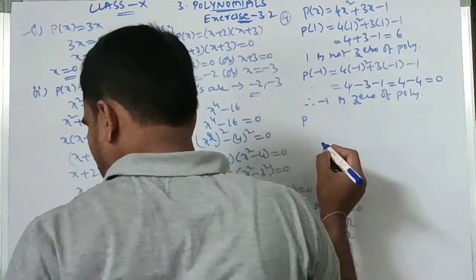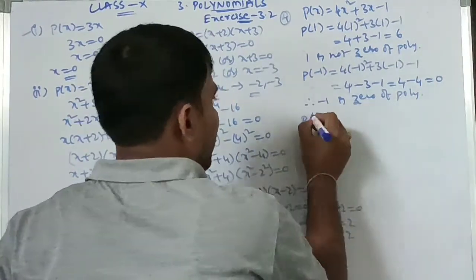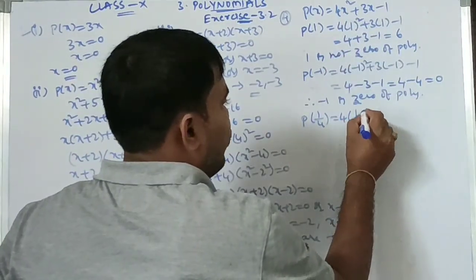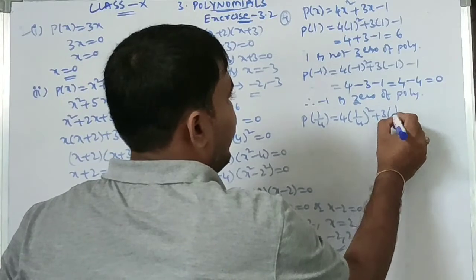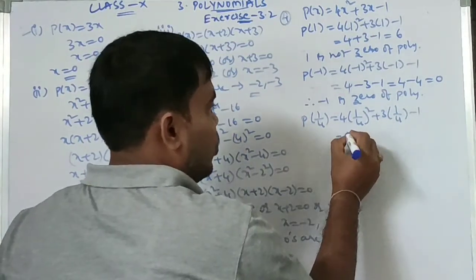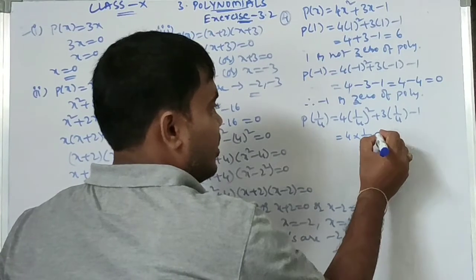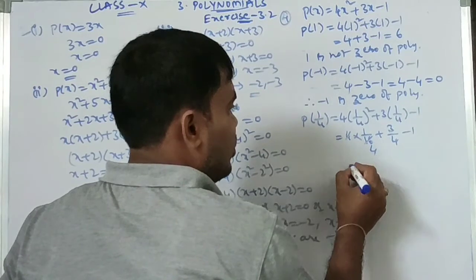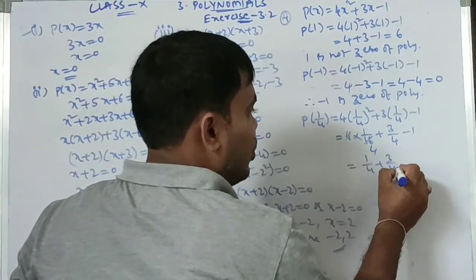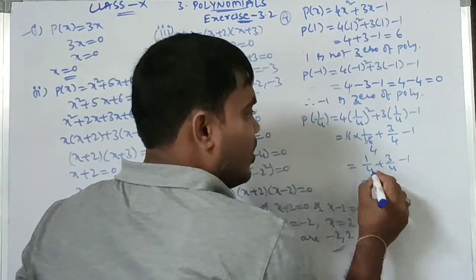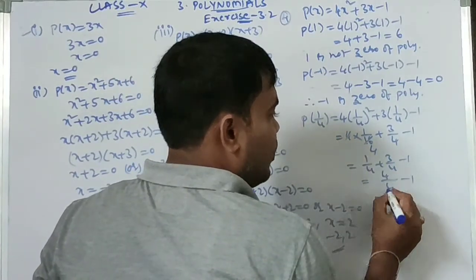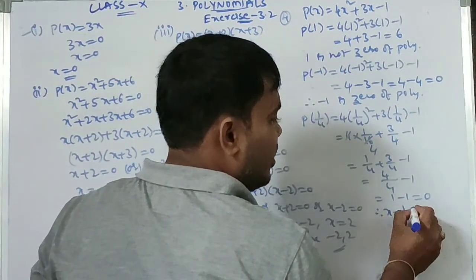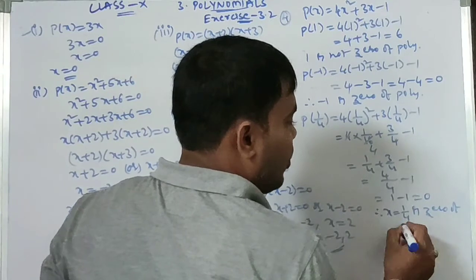Next, P of the third one, 1 by 4. We are checking for 1 by 4. So 4 of (1 by 4) whole square plus 3 of 1 by 4 minus 1. So 4 into 1 by 16 plus 3 by 4 minus 1. 4 into 1 by 16 is 1 by 4. So 1 by 4 plus 3 by 4 minus 1. So (1 plus 3) by 4 minus 1, 4 by 4 equal to 1, minus 1 equal to 0. Therefore, x equal to 1 by 4 is a zero of the polynomial.